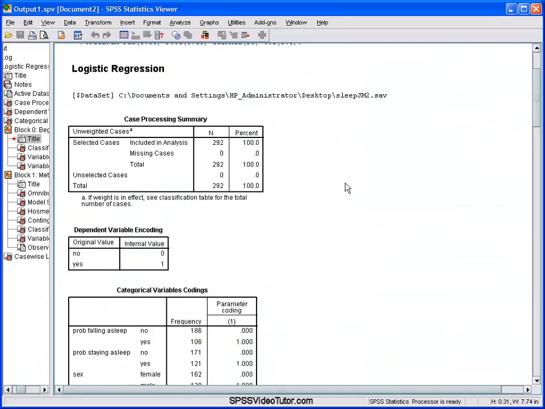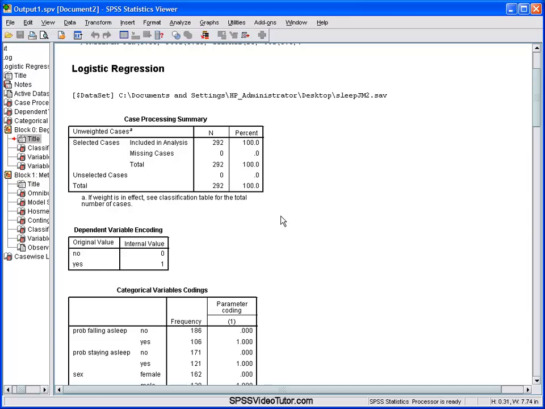So the first table that we see is the case processing summary table. This tells us the number of cases included in the analysis, the number of cases that were missing from the analysis, and the total number of cases in the entire sample. And it also gives us the associated percentages. You want to make sure that if you have a high number of missing cases, you go back and look at your data to ensure that there are no significant errors.